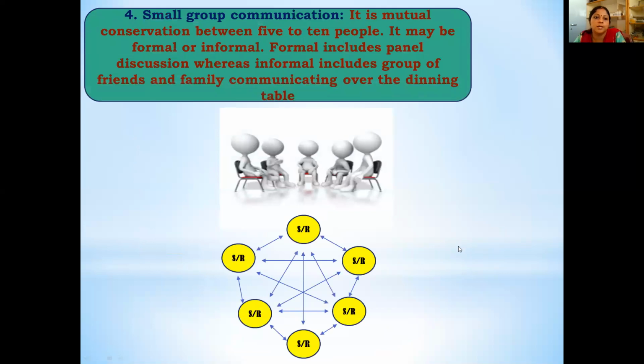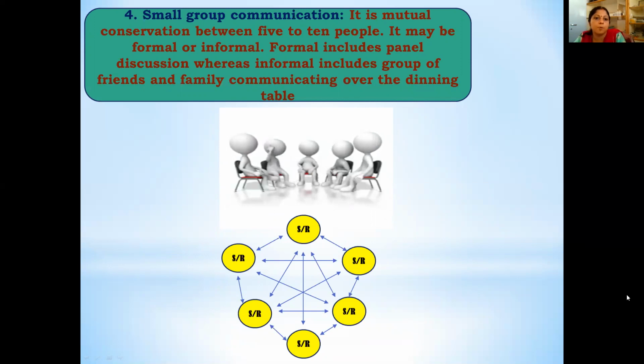And the fourth one is small group communication. That means we may be communicating with 2 or maybe 10 people. The best size of a group when we talk about small group communication is from 5 to 10 people. It may be a formal discussion or an informal discussion. If it is a formal discussion, we call it a panel discussion, where there is an arrangement: one has to talk only this much, this time has to be taken. Whereas an informal discussion is among your friends, a peer group, or family members. We are communicating over tea or maybe lunch or something like that.